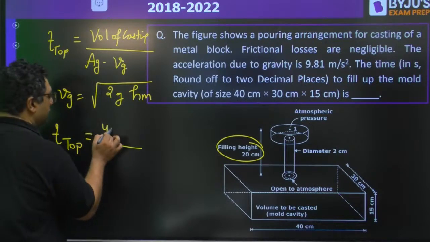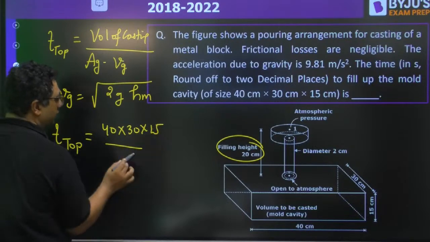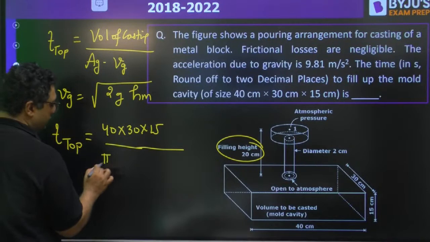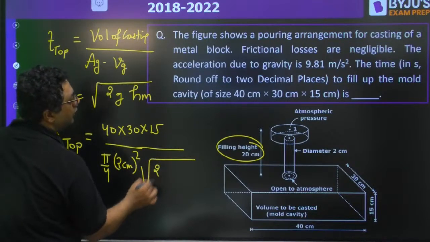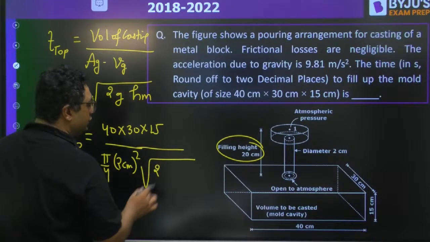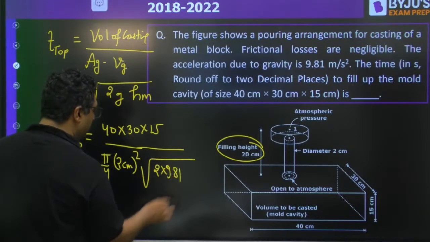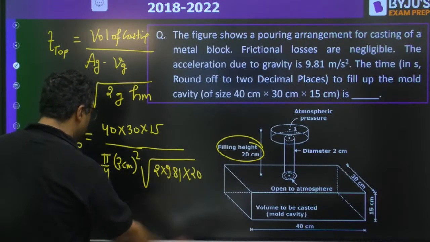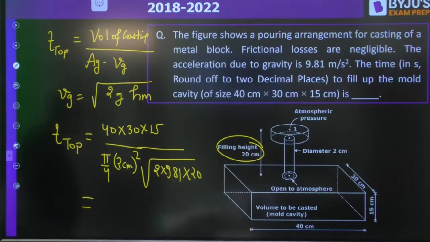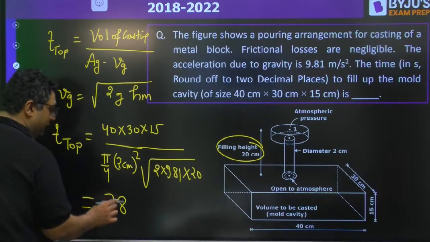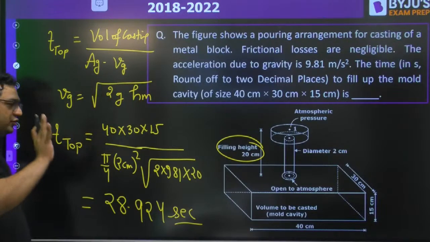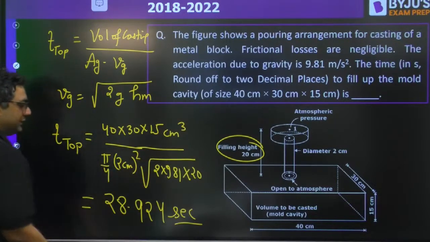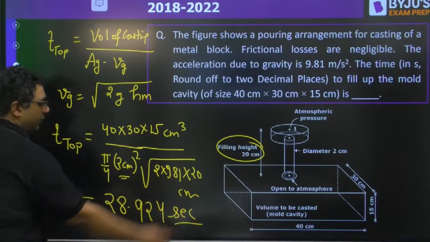So you will have here 40 crores, 30 crores, 15. Then here A_g, pi by 4, 2 centimeter square. The velocity in meter per second also should be converted into centimeters, 981 into 20. You will get the answer. The answer will come as 28.924 seconds. Everything is in centimeters only. This is centimeter cube, centimeter square, and here you will get centimeter per second.